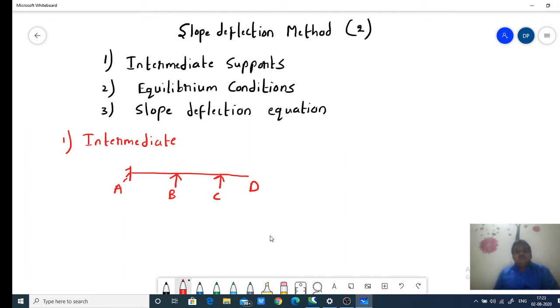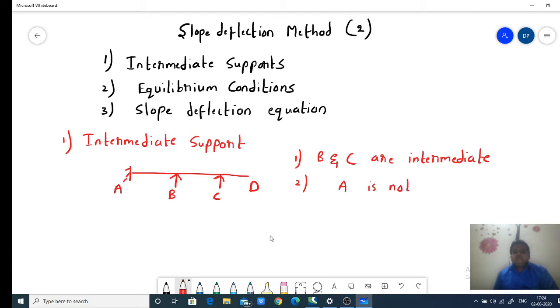And similarly A, if I am considering, to the left there is no span over there, so it cannot be called an intermediate support. So if I write here, B and C are intermediate supports, and similarly A is not an intermediate support. So this is one thing.